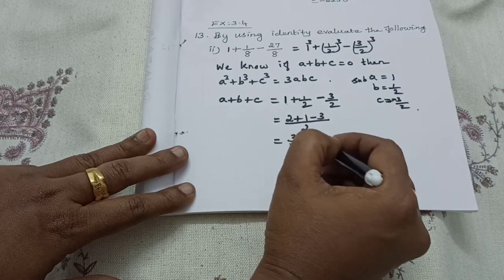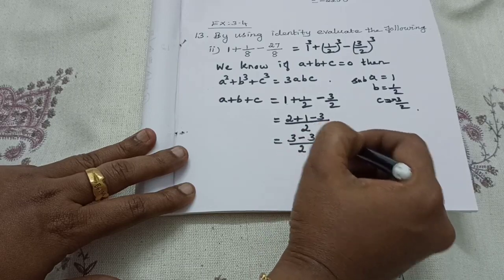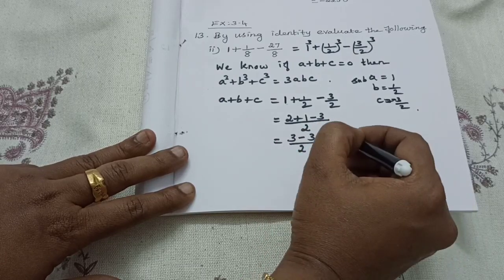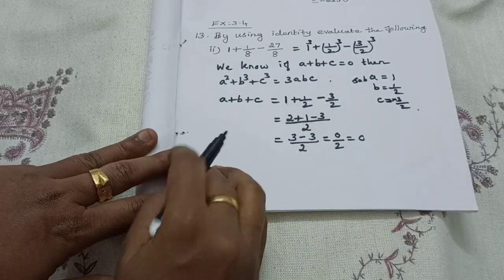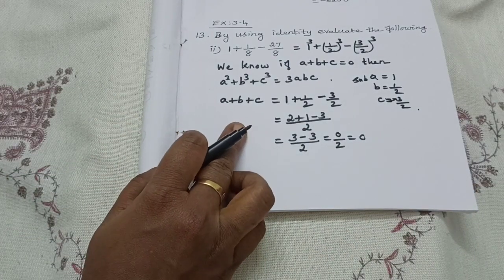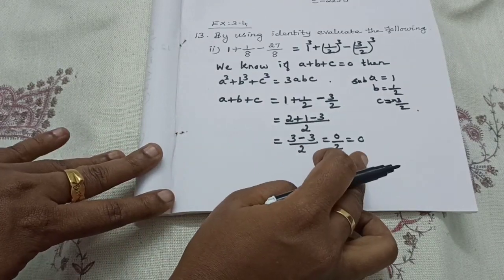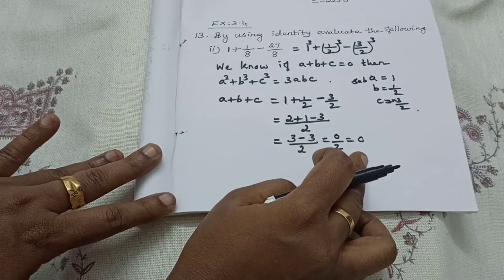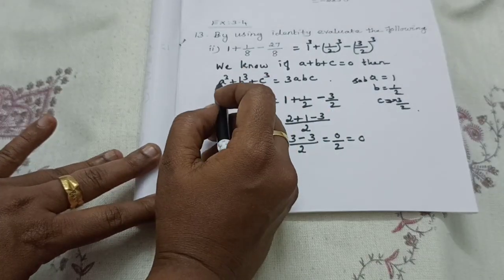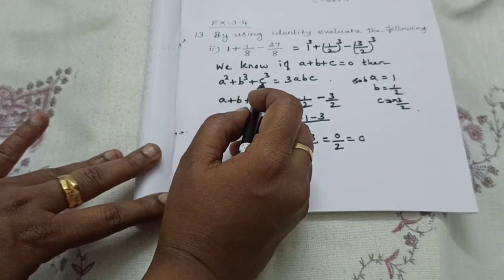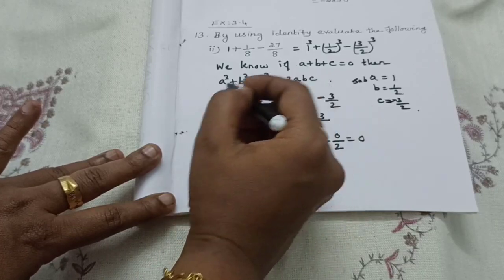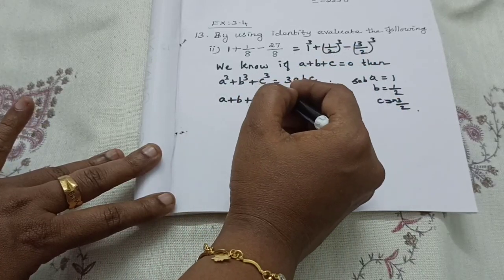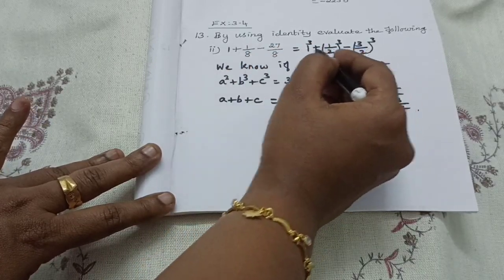Minus 3, divided by 2. Then equal to 3 minus 3 is 0. 0 divided by 2 is equal to what? 0. A plus b plus c is equal to 0 we got, isn't it? Then we can use which formula? a cube plus b cube plus c cube is equal to 3abc. Okay.